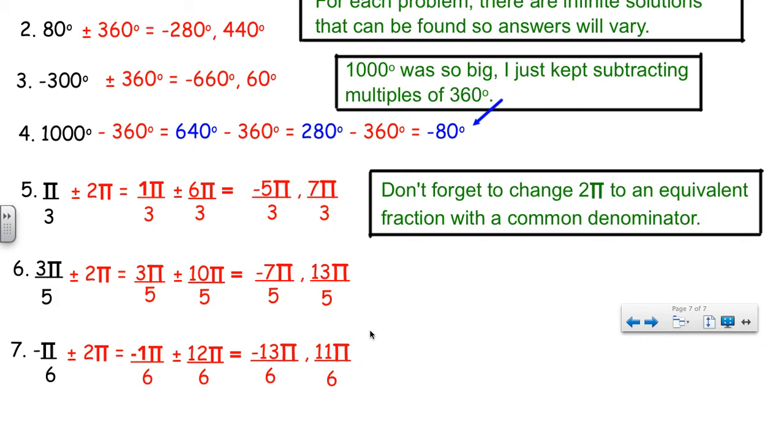There are some folks who rather do degrees. So if you rather do degrees, you can take this pi over 3. Remember, pi is 180. So 180 over 3 is 60 degrees. So some people like to take the 60 degrees, add the 360 to get 420, subtract the 360 to get negative 300, and then change that back into pi radian form. It's up to you.